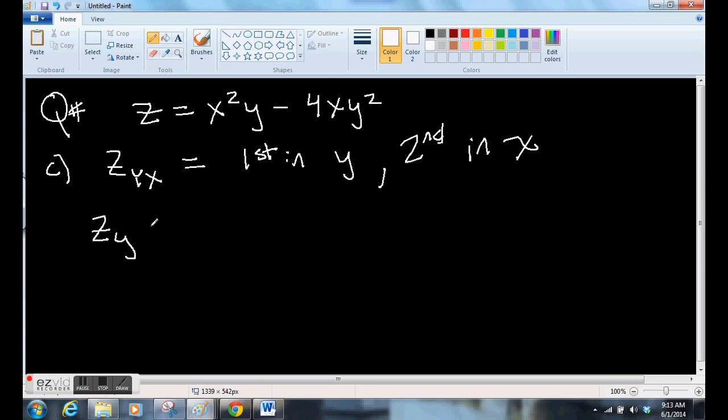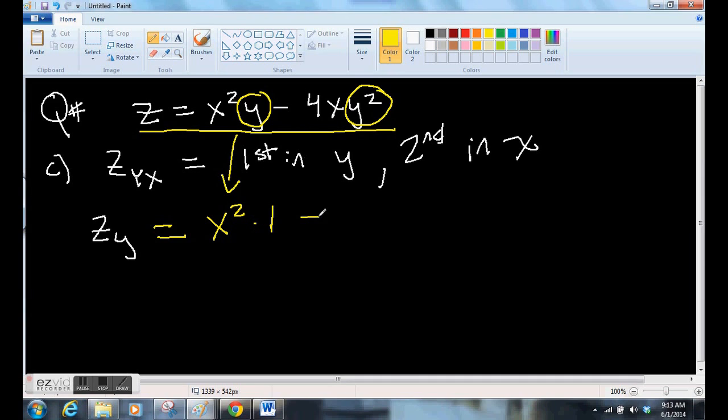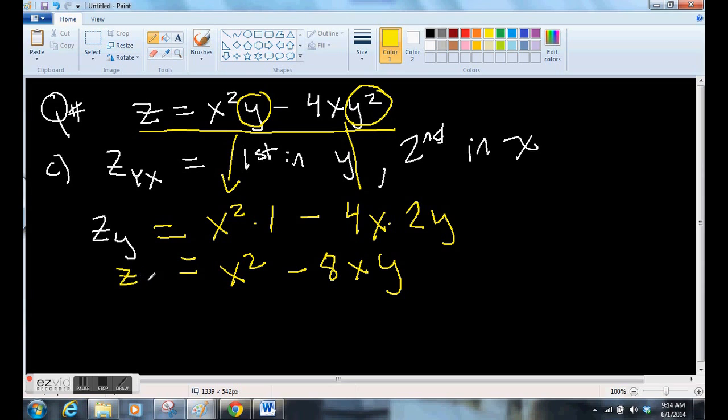So let's take the first derivative in terms of y. We're taking the derivative of this function, and y is our variable. So I'm circling y. x squared is a constant, and the derivative of y is 1. Minus this whole piece, 4x is a constant, and the derivative of y squared is 2y. So the first derivative in terms of y is x squared minus 8xy. This is a bit tedious to just sit and watch, so you might want to do this one on paper with me. I bet you're faster than I am.